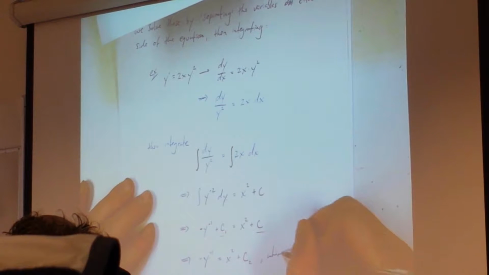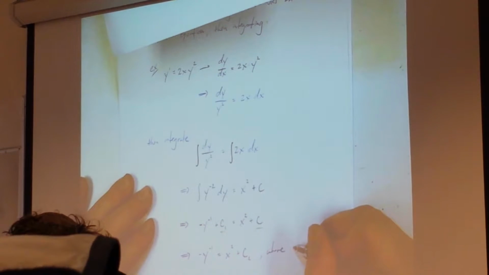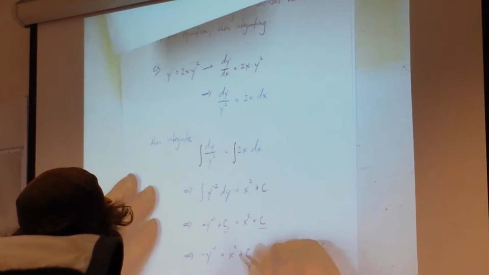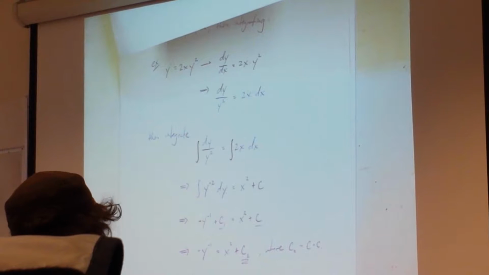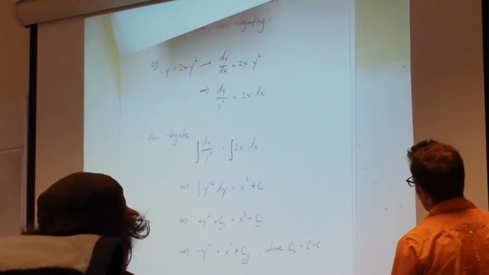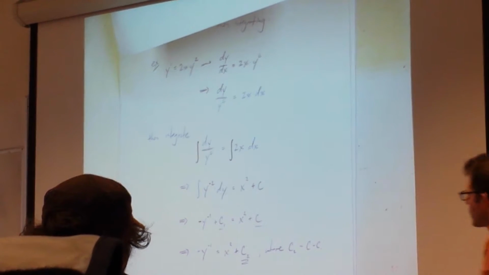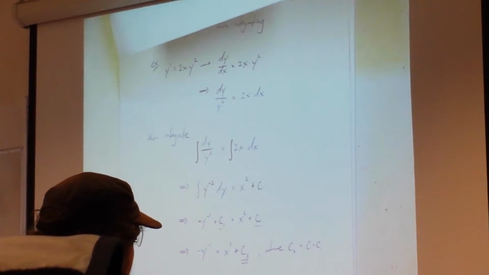All right, so you don't really have to do much tracking of this, but just to make it clear, I just said C2 is C minus C1. But it's still just an arbitrary constant. One subtracted by another. Any real number could come from that. Okay, good. Now we can solve this.